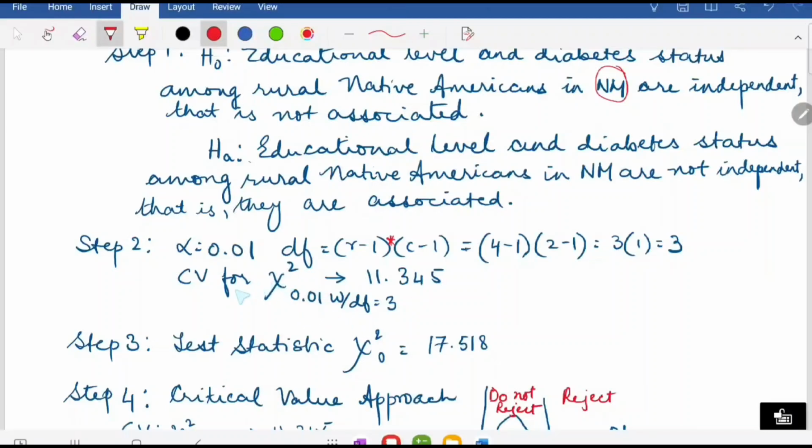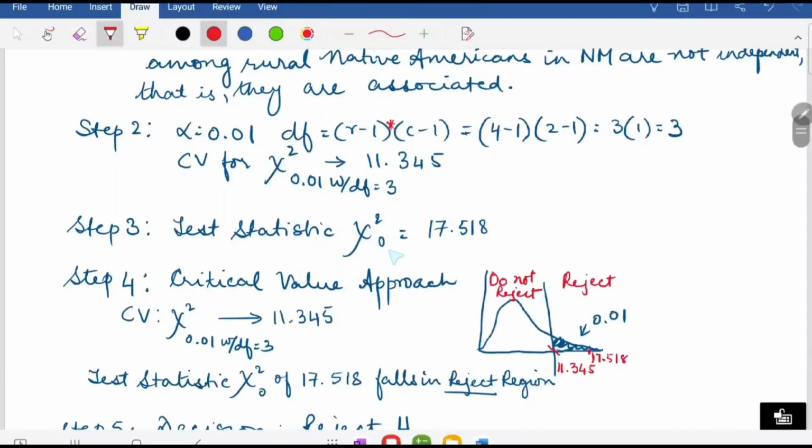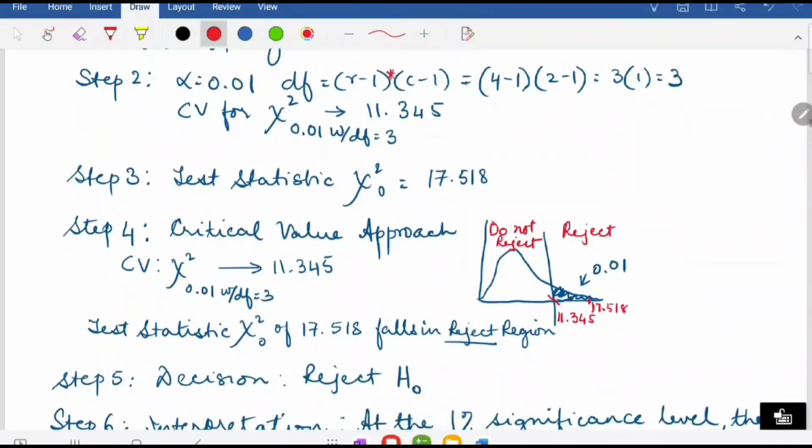So for the critical value, we will have to find the chi-squared of 0.01 with DF equals 3, and that value is 11.345, right? Now the test statistic is 17.518, which we already calculated from our table above. I'm going to just use the critical value approach here.